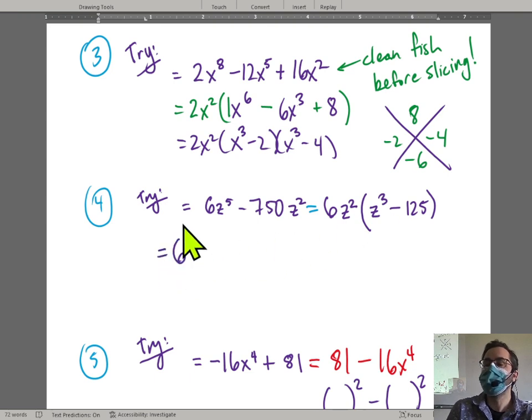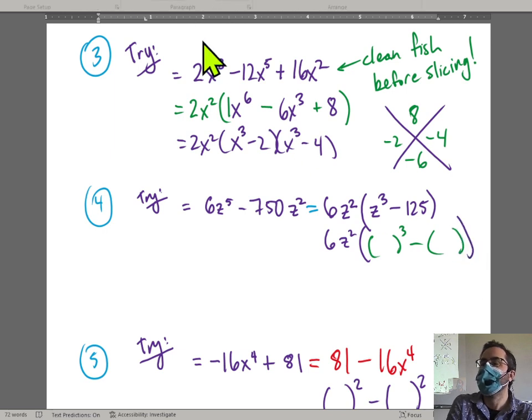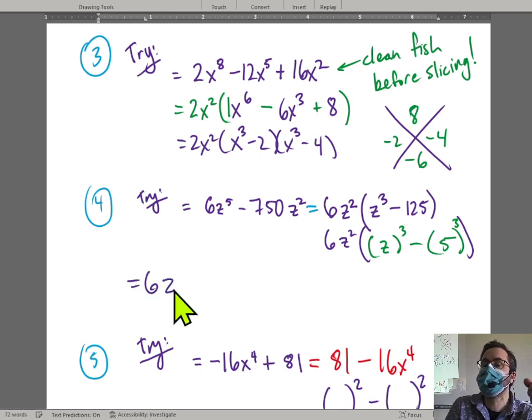So I'm going to write the next step. Actually, first, how do I teach this? I say, identify, let me use a different color, identify what got cubed. Identify what got cubed. So what got cubed here was z. What got cubed right here? 5. And now you can write your final factorization using difference of cubes.